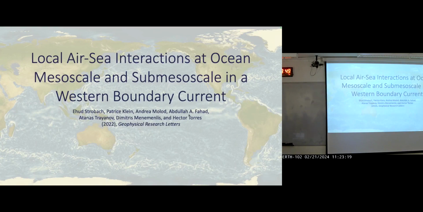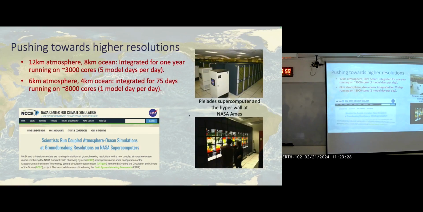The first one is the local air-sea interactions at ocean mesoscale and sub-mesoscale in western boundary currents. When I was there in the US, a major part of my work was to try to push our model. We used to run the GEOS. GEOS is the atmospheric component of the NASA model, and we coupled it with the MITgcm, which is the ocean model developed at MIT. And we were pushing towards running this specific model at high resolution.